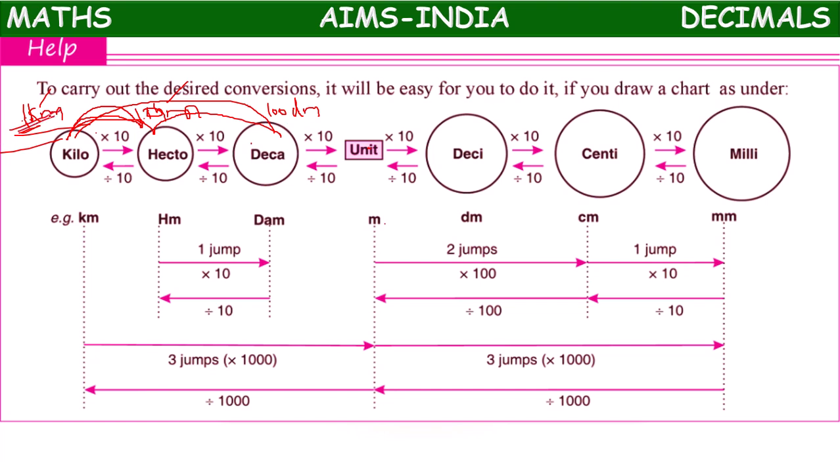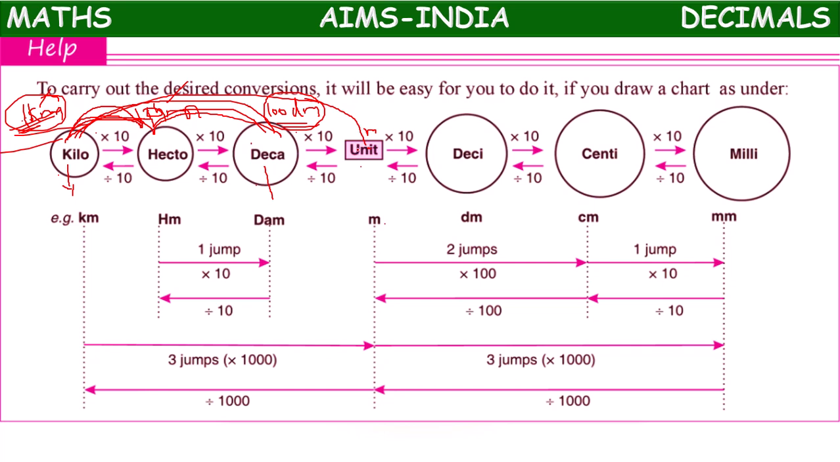We are comparing these two. 1 kilometer and 1 decameter are not equal. This is 1 kilometer, this is 1 decameter, they are not equal. But as you are taking two jumps, 1 kilometer equals 100 decameters. They are equal.